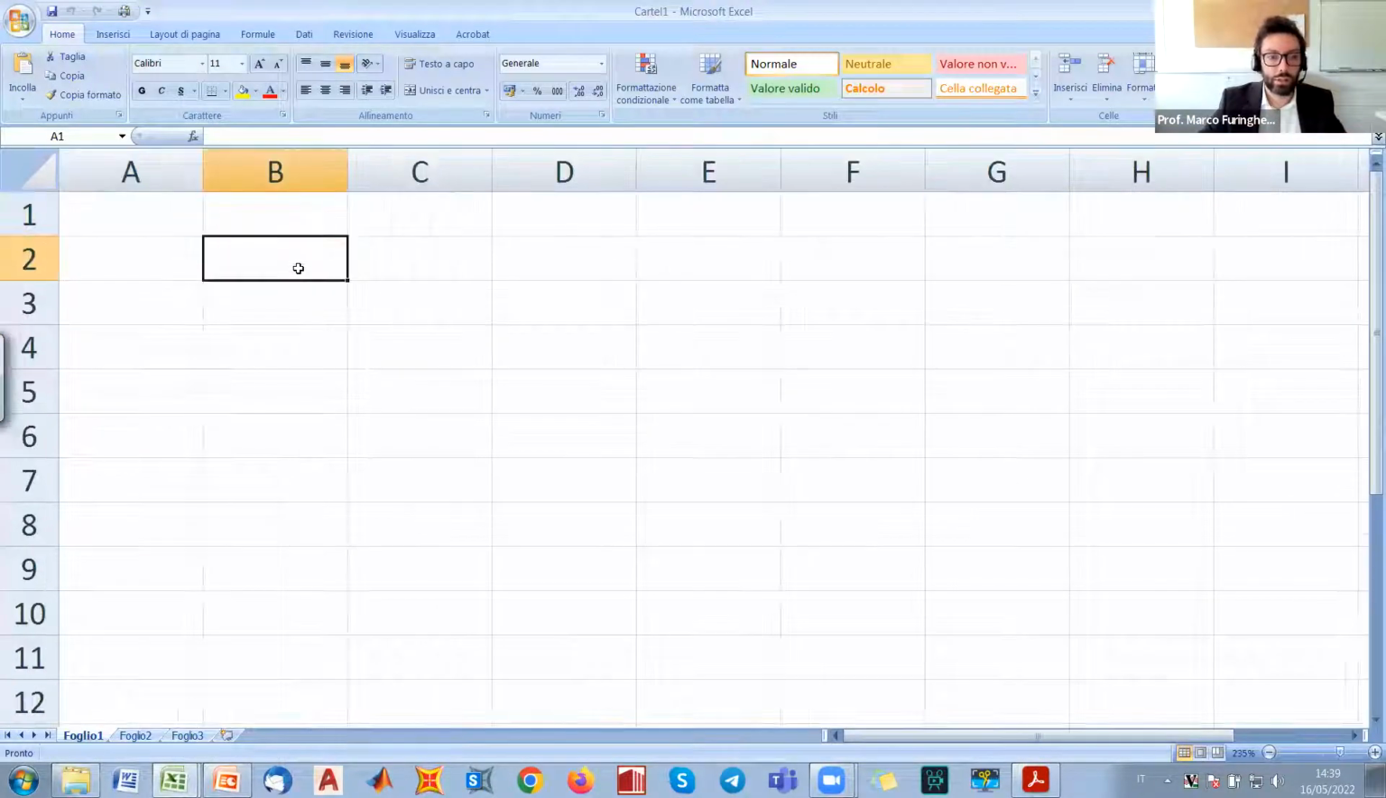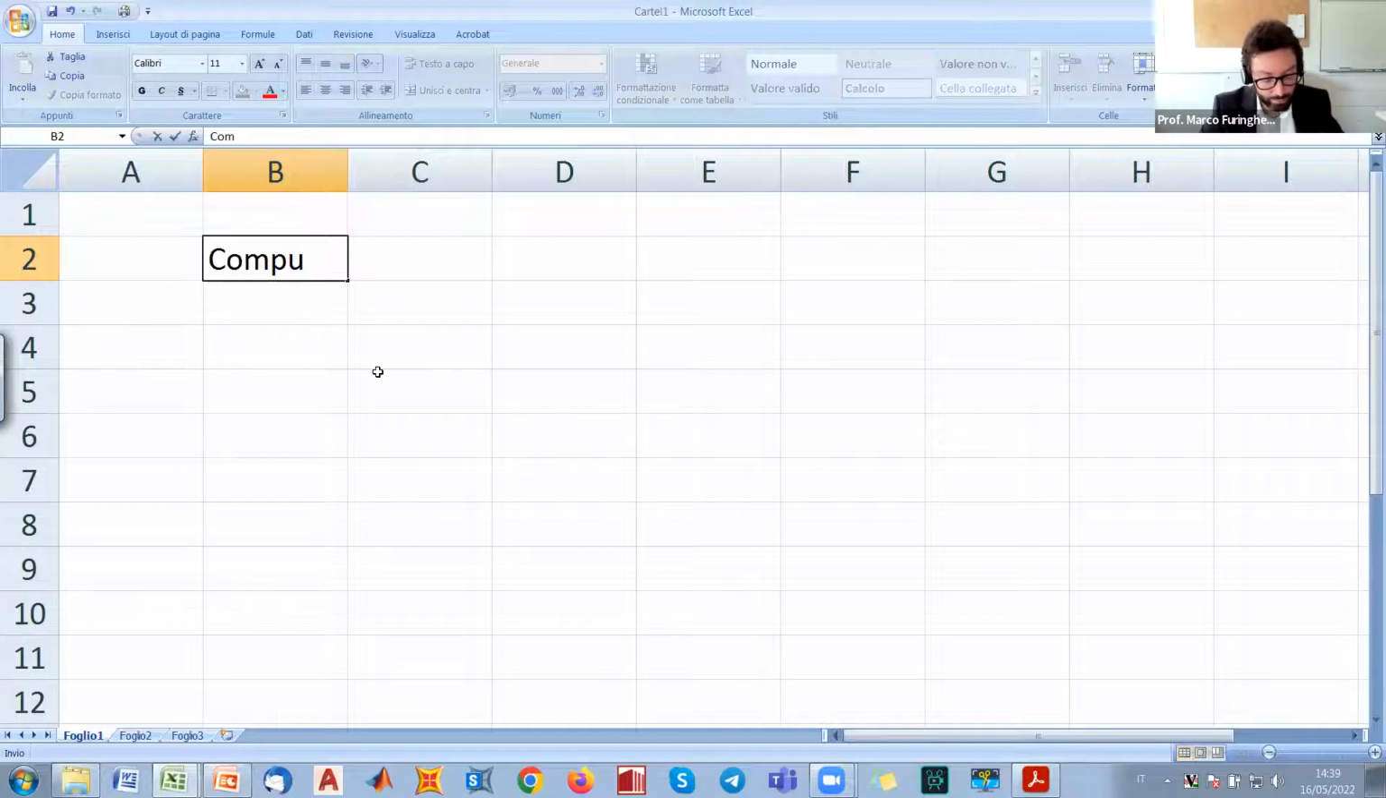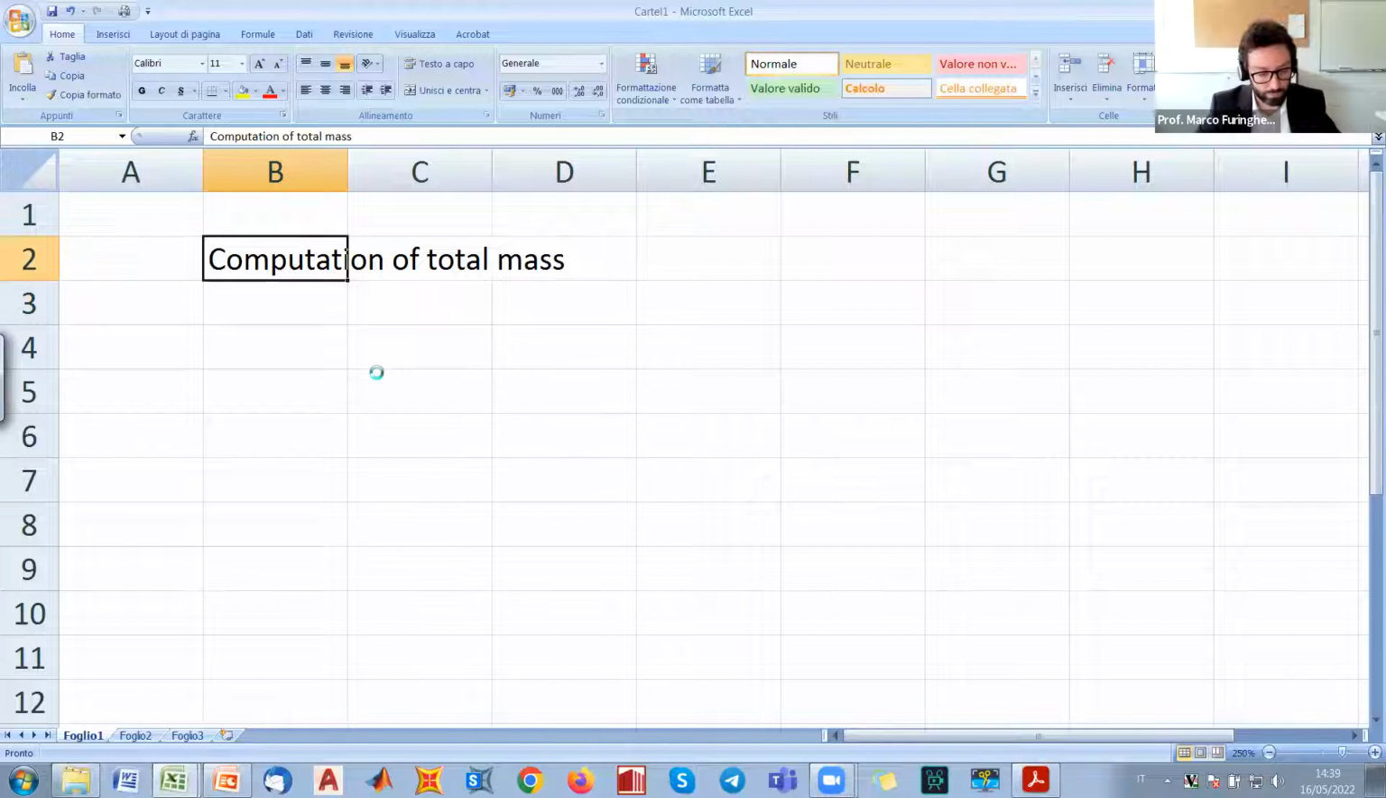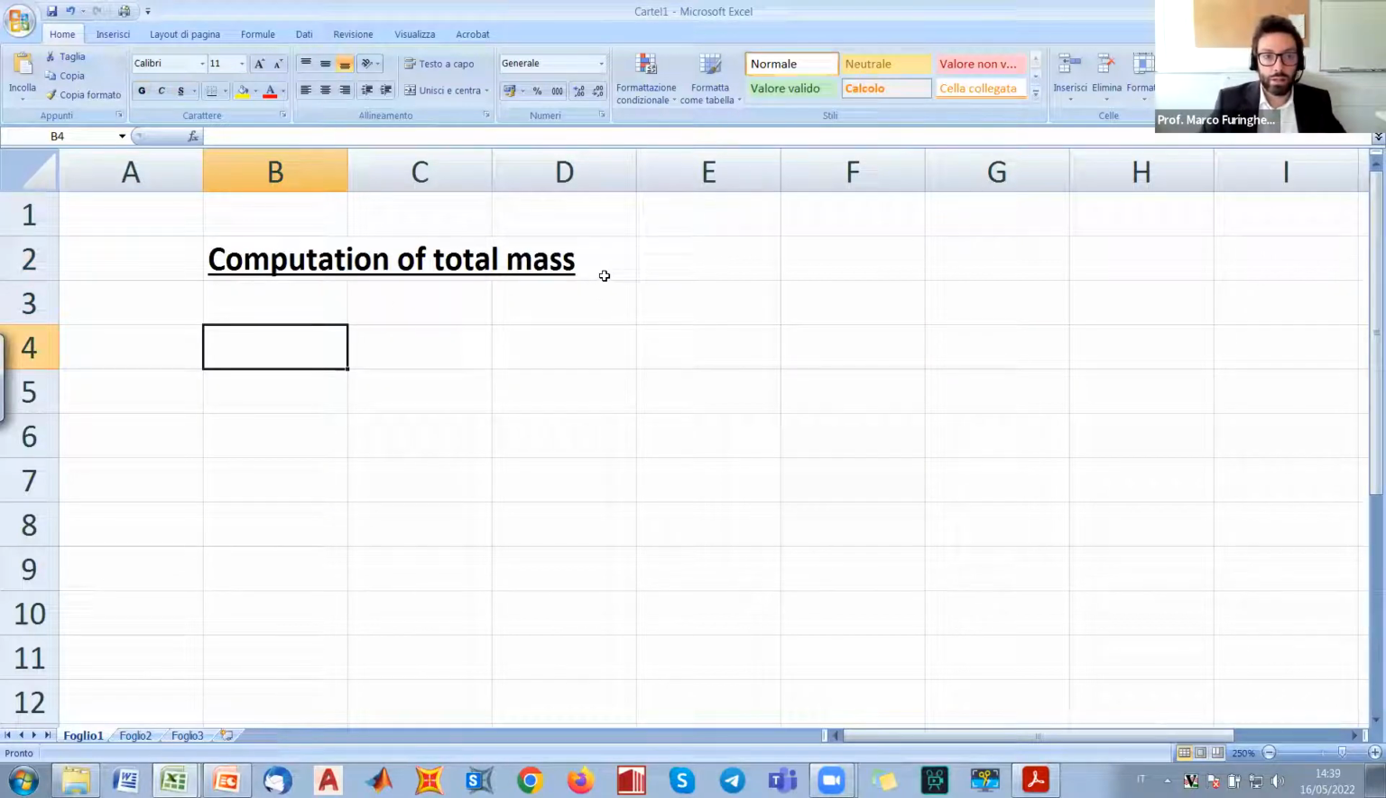Okay, so let's compute the total mass of the case study structure. So, computation of total mass. The main information that we need are generally sizes, for beams, columns, and the plate. So let's start from the plate because it is directly defined.